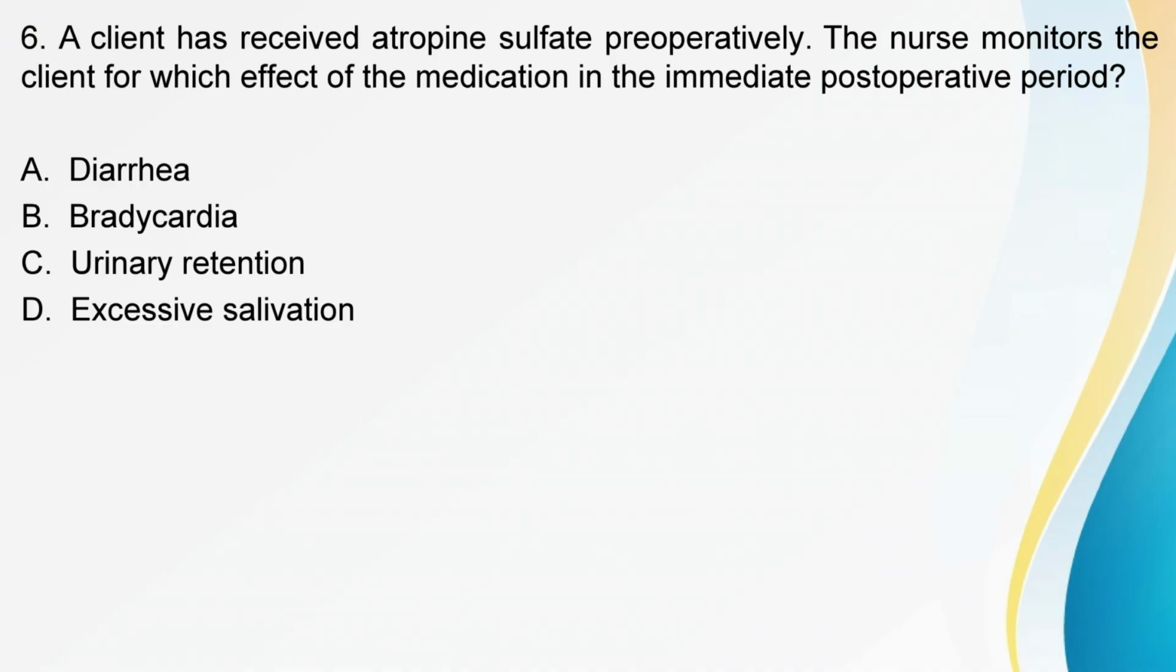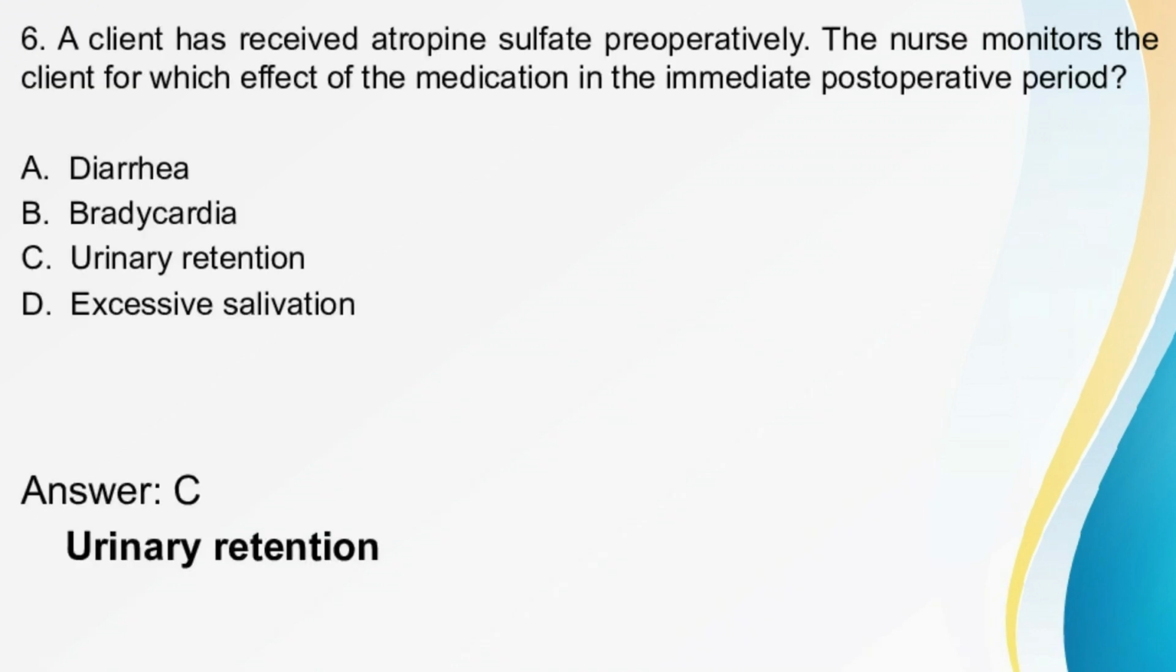Question number 6. A client has received atropine sulfate preoperatively. The nurse monitors the client for which effect of the medication in the immediate postoperative period. A. Diarrhea. B. Bradycardia. C. Urinary retention. D. Excessive salivation. Answer: letter C, urinary retention.